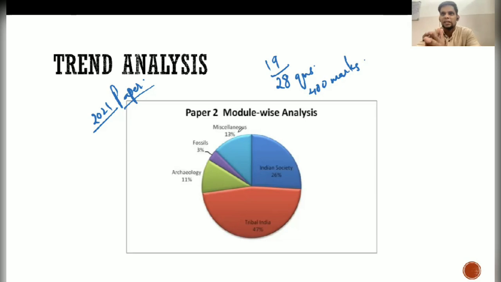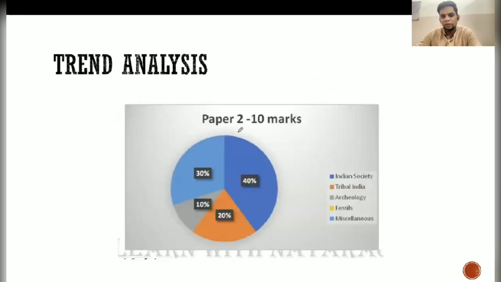And there are some chunks which are not very clear on which part of the syllabus they will be from, and a lot of it has to be generated in the exam hall using multiple different concepts from multiple different modules, right? So that is that. If you take the 10 marker alone, a good chunk of the 10 marker will come from your Indian society, or at least it did come from Indian society, right? You have 10% from your archaeology and 20% from your tribal India.